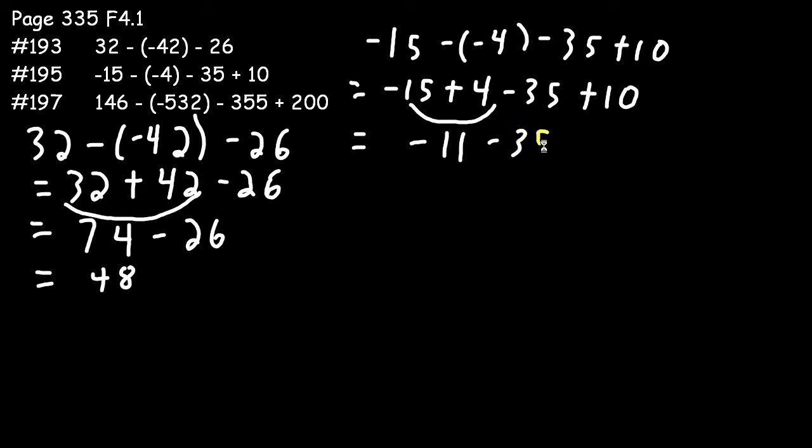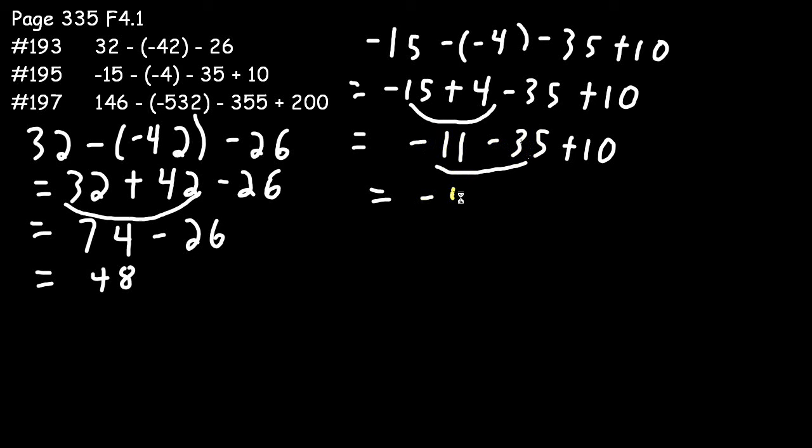Now if we continue left to right, if we combine these two numbers, we have negative 11 minus 35. We take the negatives to mean owe. We owe somebody $11, then we owe them an additional $35. So if you owe somebody 11 and then you owe them an additional 35, you're going to owe that person a total of $46.